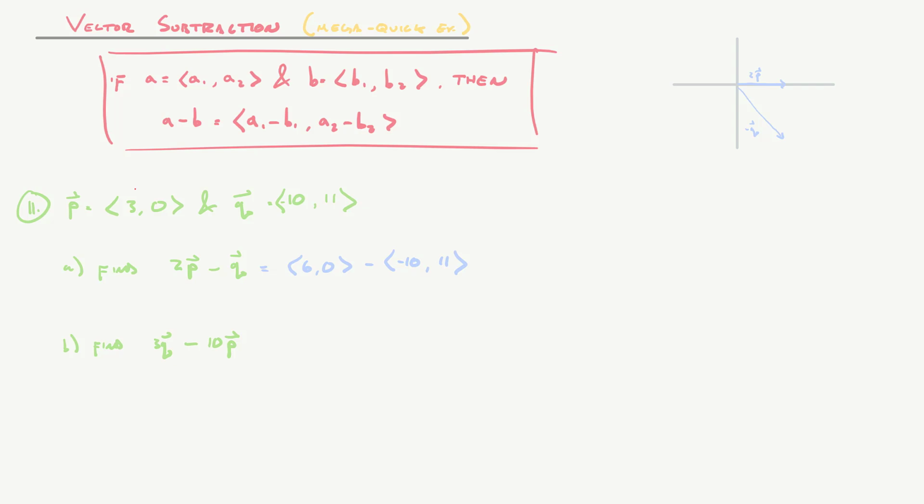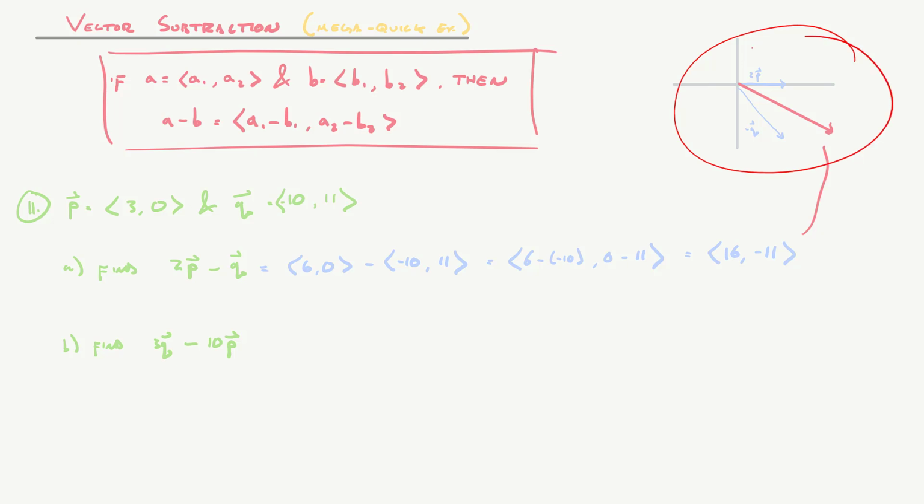2 times vector p, that's the position vector 6, 0, right? This gets multiplied by 2, this gets multiplied by 2, so we get 6, 0. We're subtracting away vector q, and I just used this right off the bat. So that was 6 minus negative 10 for its horizontal component, which is going to be 6 plus 10, that's 16. The other one's going to be 0 minus 11, that is negative 11. So the position vector for 2 vector p minus vector q is 16 and then negative 11. Oh, and by the way, this is what it looks like. That's the resultant vector there.